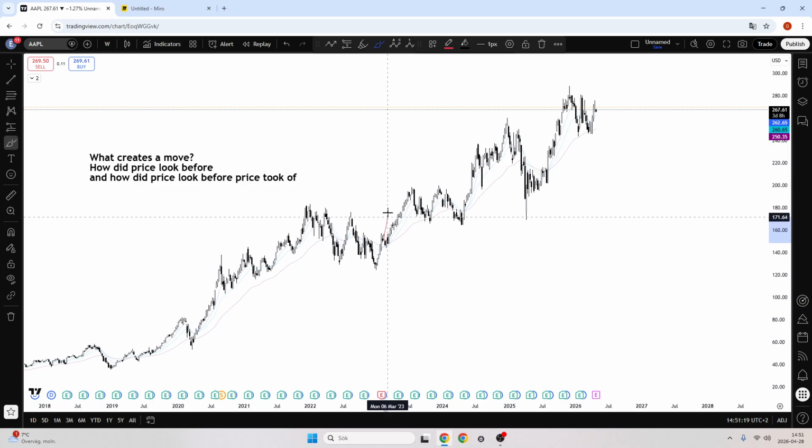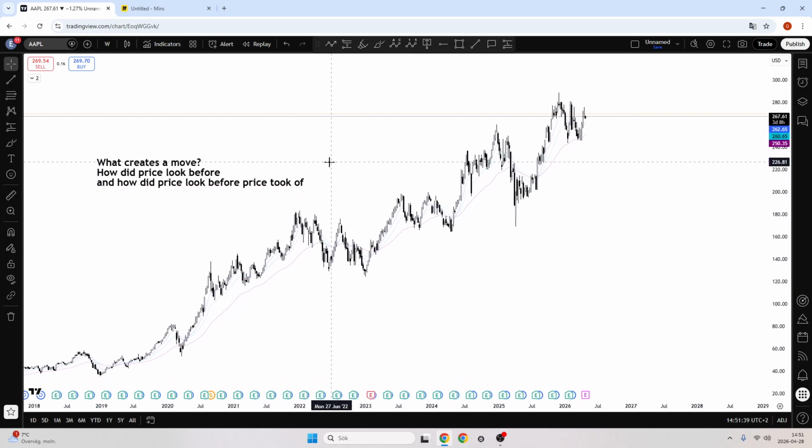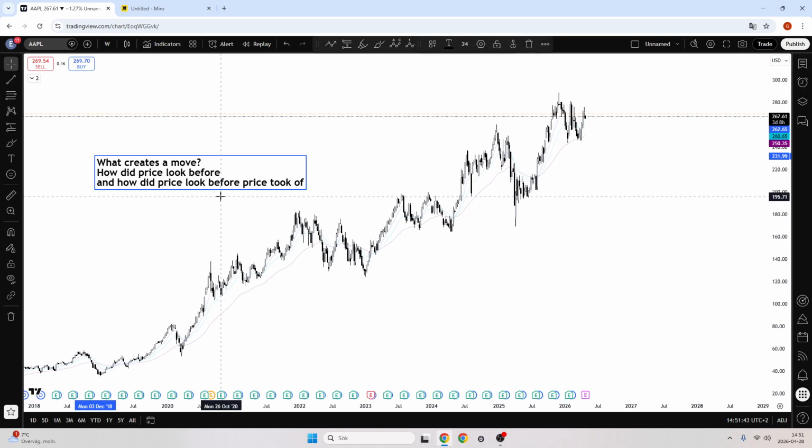I would say that price took off right here from this correction. Price went sideways to the 50 MA, that's the pink or purple one right there, and price took off. Same thing here, price went sideways, took off, price went sideways and took off, right? So immediately we can start to create a system for ourselves. So have these in mind: how did price look before, and how did price look before price took off?